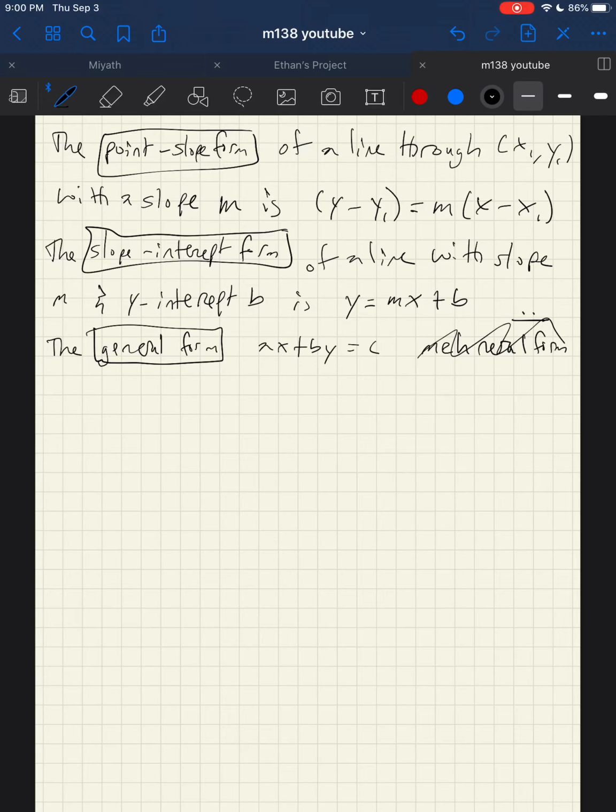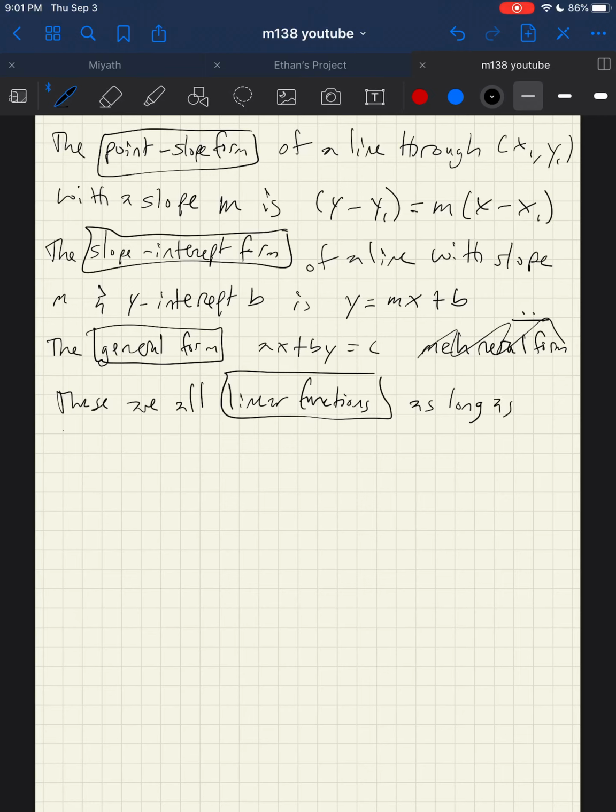Okay, so each of these are all linear functions as long as the coefficients on x and y are non-zero. If, like here, it seems like we don't have a coefficient in front of y, but the coefficient is 1, of course.